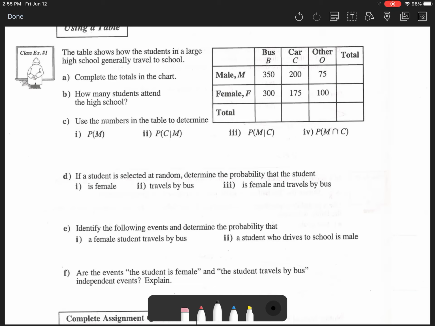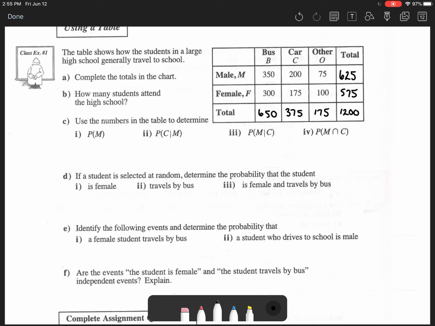For the males, going left to right, you're going to add 350 plus 200 plus another 75, which gives me a total of 625 for males. For females, you're adding 300, 100, and 175, so that's 575. Now if I add vertically, the total for bus would be 650, the total for car would be 375, other would be 175, and then the total going either vertically or horizontally will be 1,200. So pretty easy to start there.